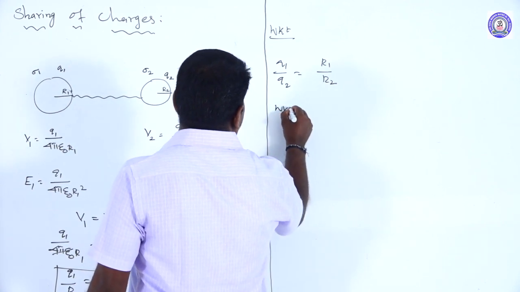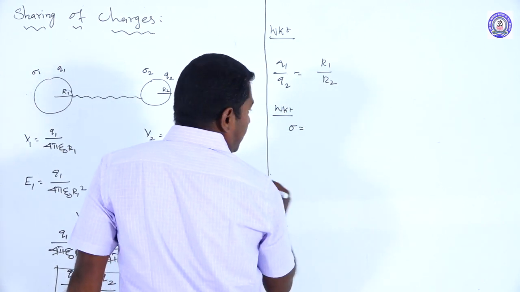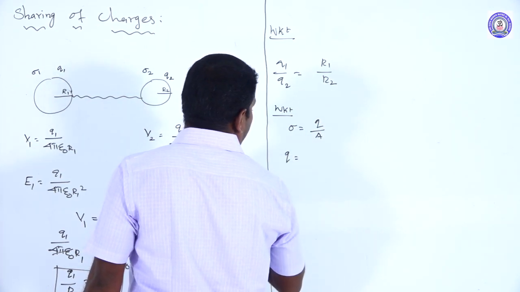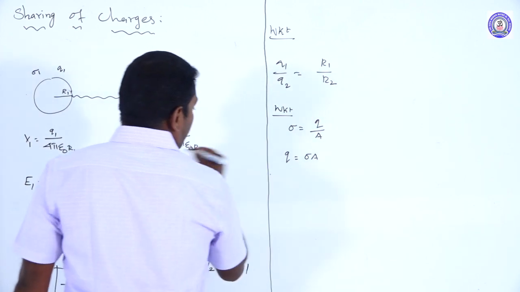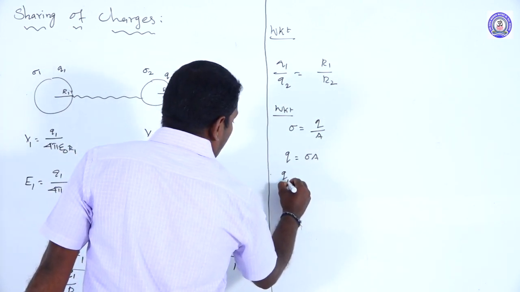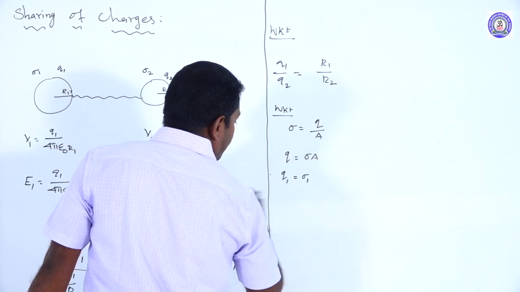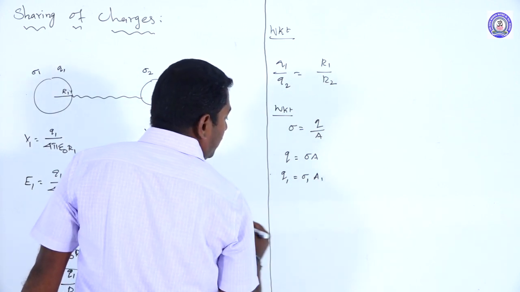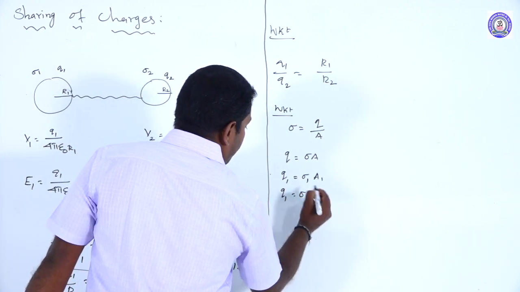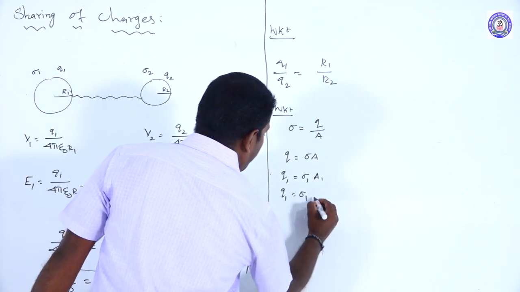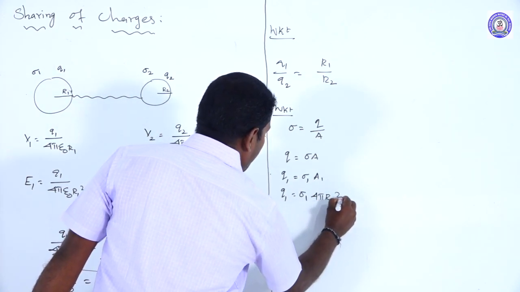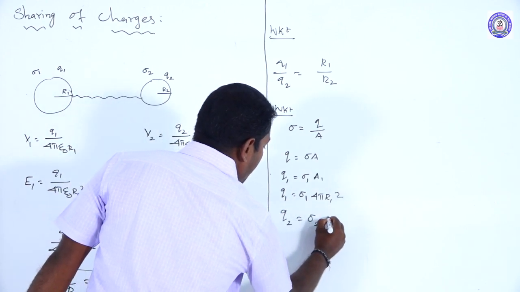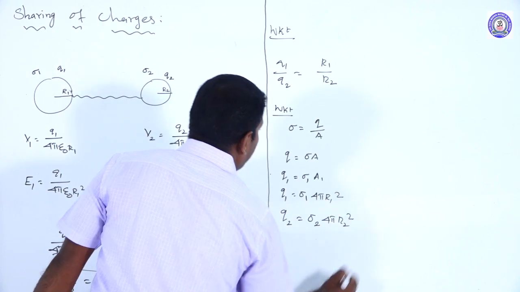Then we know another expression: surface charge density sigma is equal to charge per unit surface area. Then charge on the spherical shell Q is equal to sigma A. So charge on the first spherical shell Q1 is equal to sigma 1 times the surface area of the spherical shell, 4 pi R1 square. Charge on the second spherical shell Q2 is equal to sigma 2 times 4 pi R2 square.